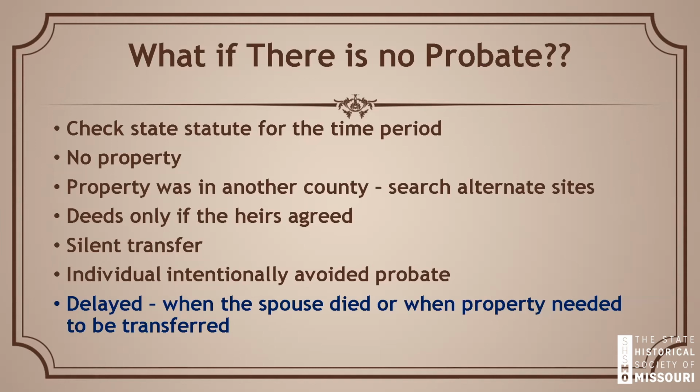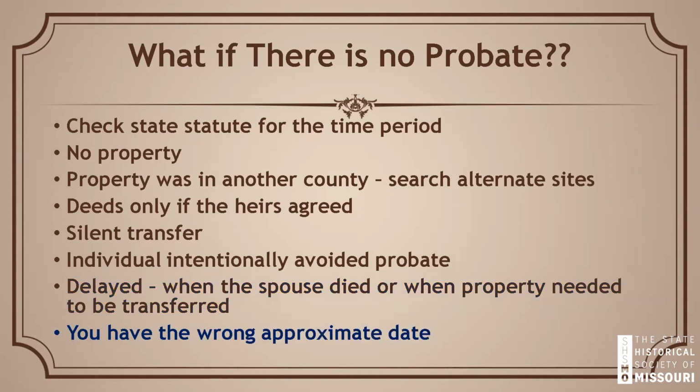Probably the most common is no property because the person was quite old when they died. They'd already transferred their property to children through deed or through just gift, and so they had nothing to administer at their death. That's the commonest situation, old age and no property. You may also have the wrong approximate date. The person actually lived another 10 years past what you think they lived, in which case their probate would be a different date.